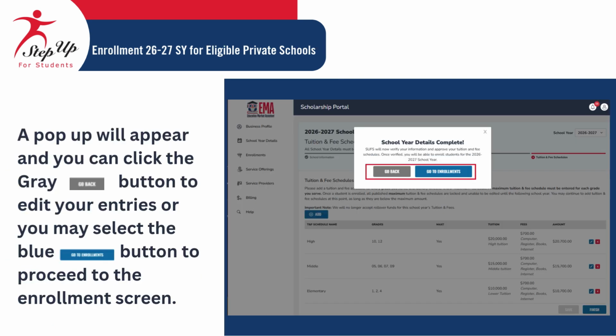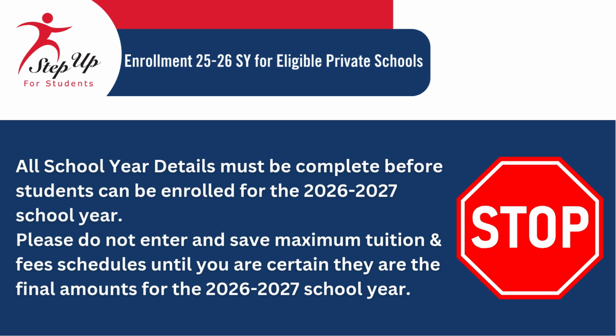Once all required sections are complete, a pop-up will appear. You can select the gray button to go back and edit, or the blue button to continue to the enrollment screen. All school year details must be completed before students can be enrolled for the 2026 to 2027 school year. Do not save maximum tuition and fee schedules until you are certain they reflect your final approved amounts.